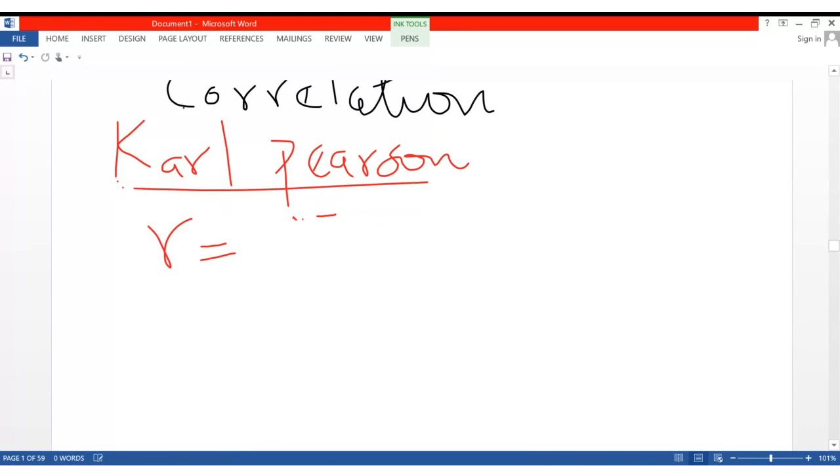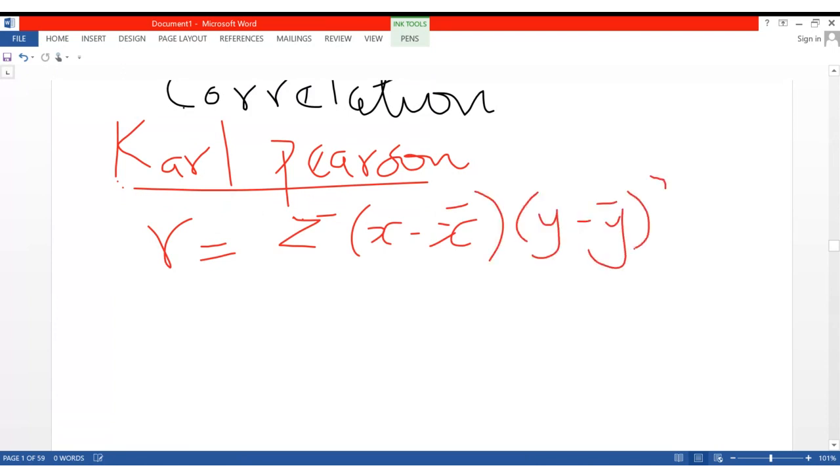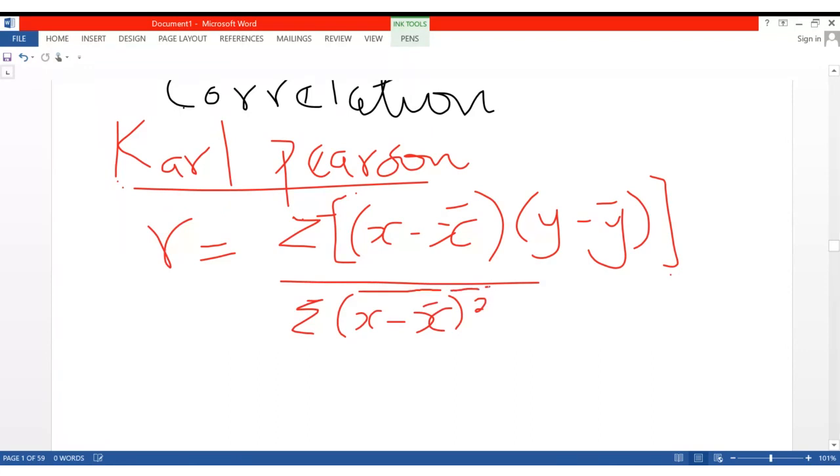y minus y bar. This one is under one bracket like that, all over the summation of x minus x bar squared. The whole of this one is under a square root. And then the summation of y minus y bar squared. Again, under what? Under a square root.